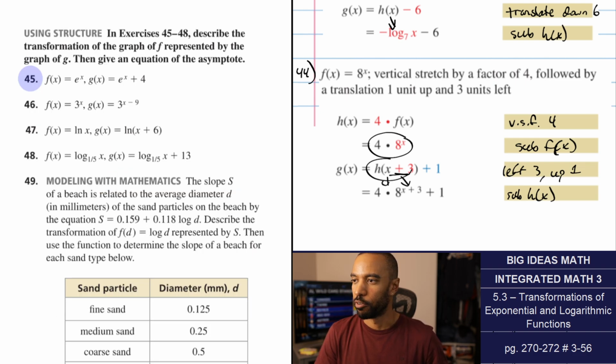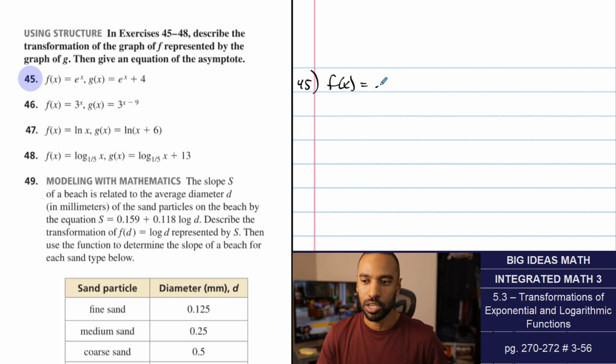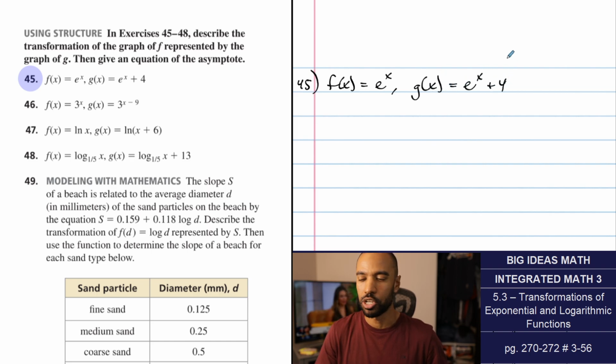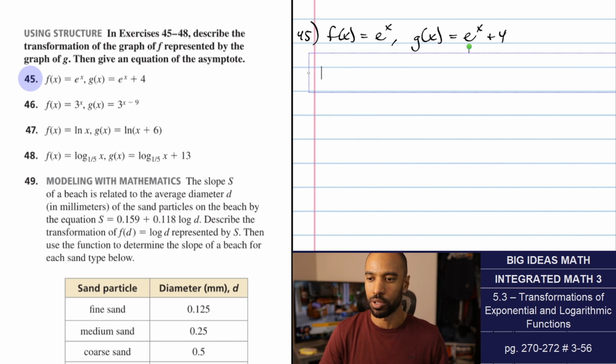Let's go to number 45, 46, 47, 48. Describe the transformation of the graph represented by the graph and then give an equation of the asymptote. Okay. So we start with e to the x. F of x equals e to the x. G of x equals e to the x plus 4. Now the transformation, the plus 4 is on the outside. The graph of G is a translation 4 units up from f.